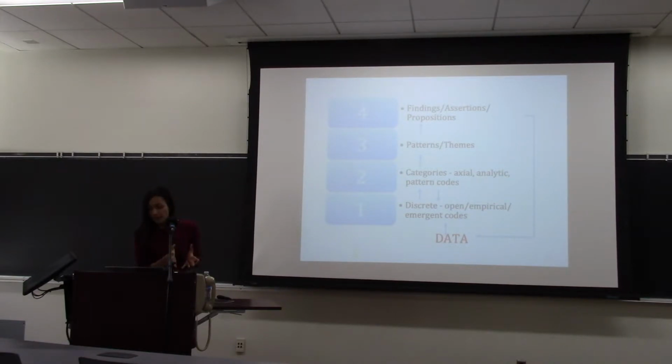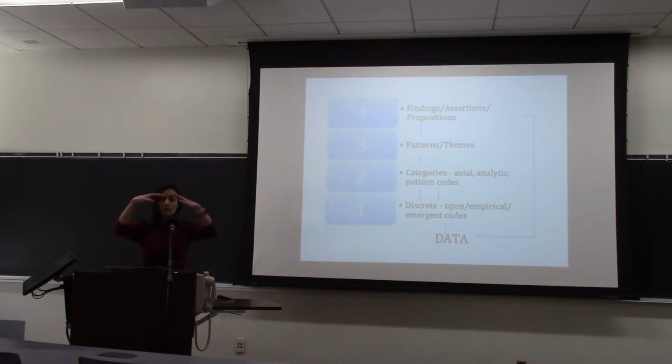Another way to talk about it, and then we'll actually do some more active learning, is that this is a hierarchy. We move from the data, which is the particular, up into the general. We move from the concrete to the abstract. And by doing that, we're going from these really discrete codes that we're chunking our data into and then labeling, very close to the data.